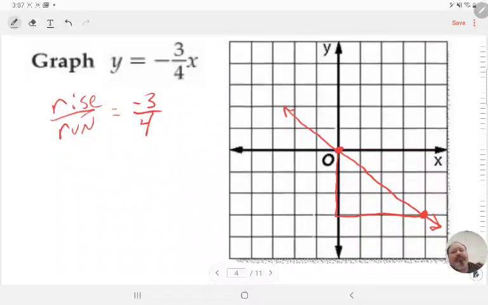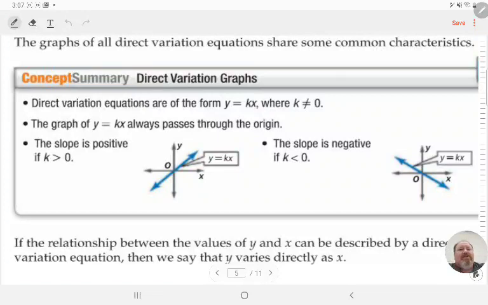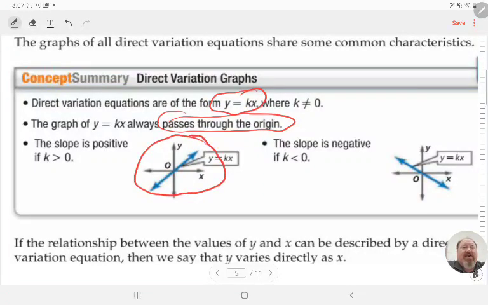Okay? All right. So the graphs of all direct variation equations share some common characteristics. First of all, they're all in the form of y equals kx, where k does not equal 0. Also, all of the graphs of y equals kx pass through the origin. And if k is greater than 0, then the slope is going to be positive and go in that direction. And if k is less than 0, or a negative number, the slope is negative and it goes down and to the right, okay, in that direction.